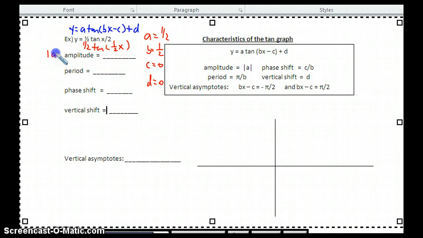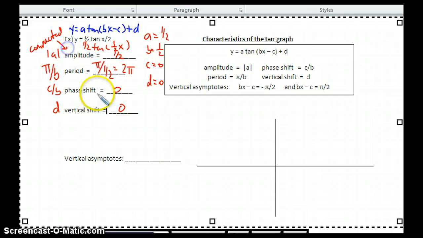So now if I think about the amplitude, the absolute value of a, period is pi over b, phase shift is c over b, and vertical shift is d. I already know these are both going to be 0 because I don't have a c and a d. The period is going to be pi over 1/2, which is really going to be 2 pi. And then the amplitude is a positive 1/2. And really what that will do is make the graph much more compacted. So when I make my graph, I want to hug the axis a little bit before I start to rise and before I start to fall.